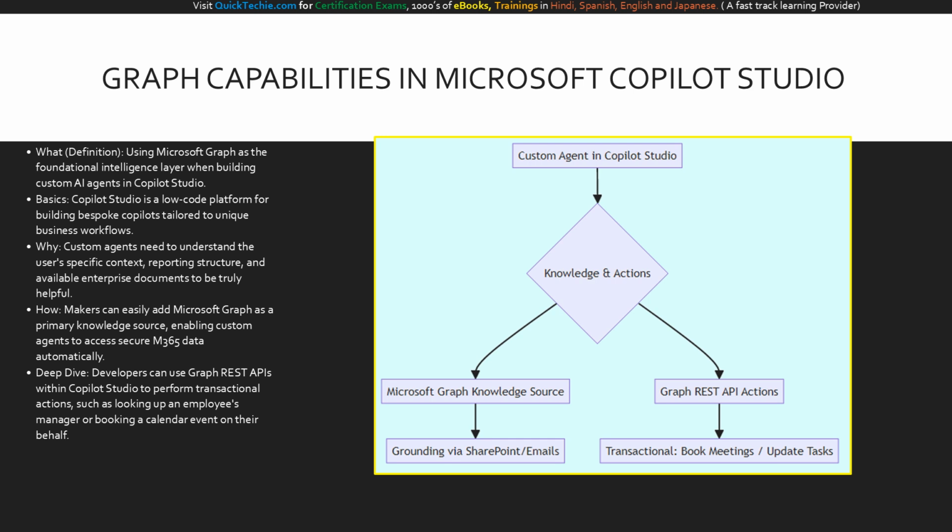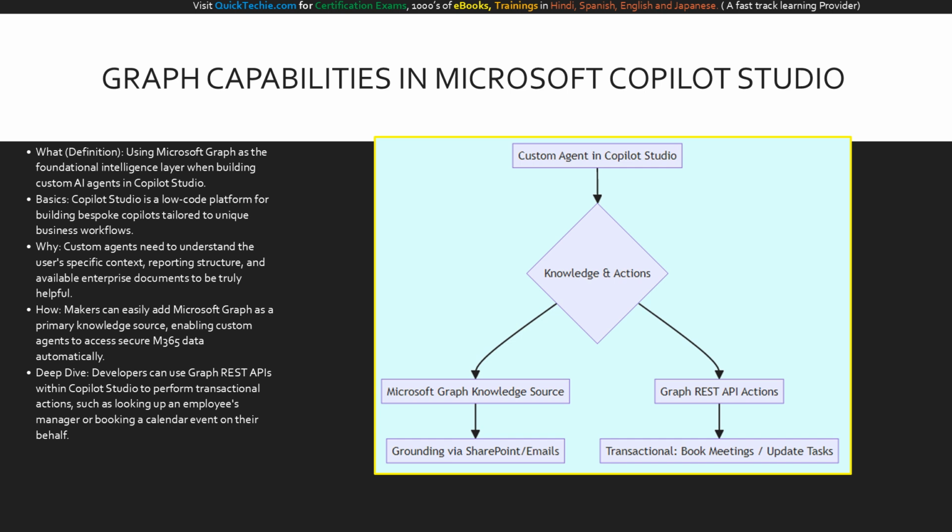How is this achieved? In Copilot Studio, makers can easily select Microsoft Graph as a primary knowledge source with just a few clicks, instantly grounding the custom agent in secure M365 data. For our deep dive, developers can go even further. They can use Graph REST APIs within Copilot Studio as actions. This allows a custom agent to not just read data, but perform transactions like automatically looking up an employee's manager in Entra ID and booking a meeting on their calendar.